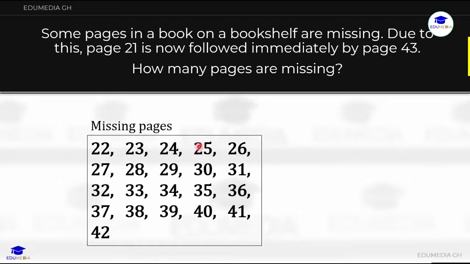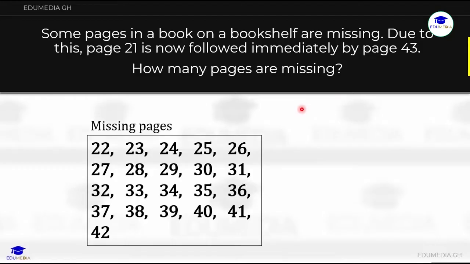For this question, I will go ahead and do it the hard way, because I've seen most people making mistakes by taking the 43 and subtracting the 21 from it. And when you do that, we get an answer of 22. So what I have decided to do is to list out the missing pages. The question specifically said page 21 is now followed immediately by page 43. So there's page 21 available in the book, and also there's page 43 in the book. What is missing is between 21 and 43.